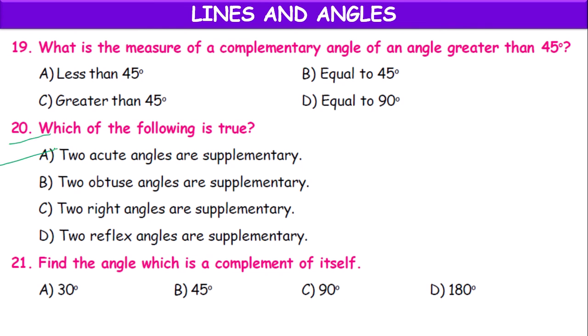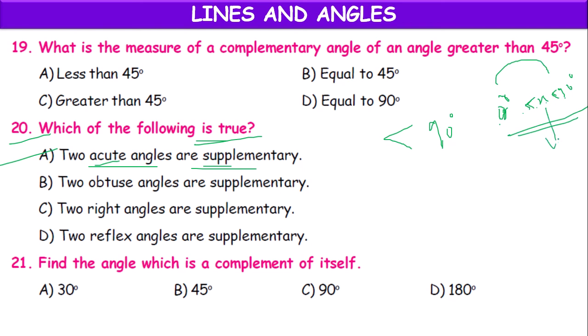Next, question number 20, children. Which of the following is true? Two acute angles are supplementary. Acute angles means if the angle is less than 90 degrees, or between 0 and 90 degrees, then it is called an acute angle. Angle X, 0 degrees less than X less than 90 degrees, means X lies between 0 and 90. Here X will be an acute angle.